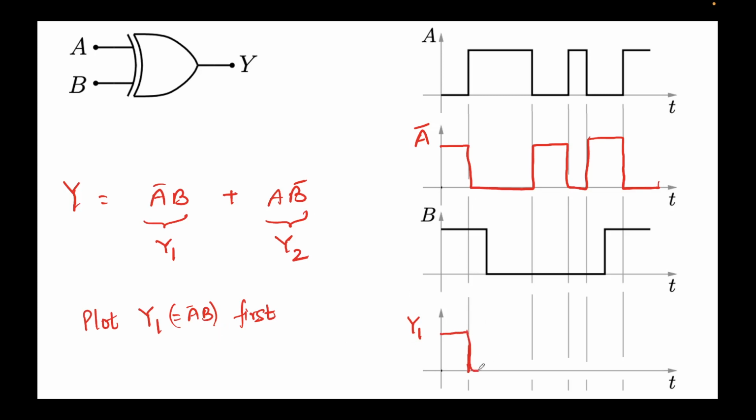Because note, Y1 is the AND of these two. It will remain 0 throughout because both the inputs are 0 here. Here A bar goes high in this period, but B is 0, so the output will remain 0 till B goes high. Now here, at this junction, A bar is high and B also is high, so the output will rise. And the output will continue to be high, but then A bar becomes 0 at this vertical line. It will drop and we get something like this. So this is the Y1 that we have obtained, right?